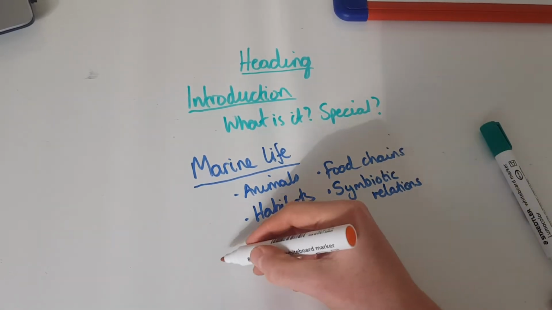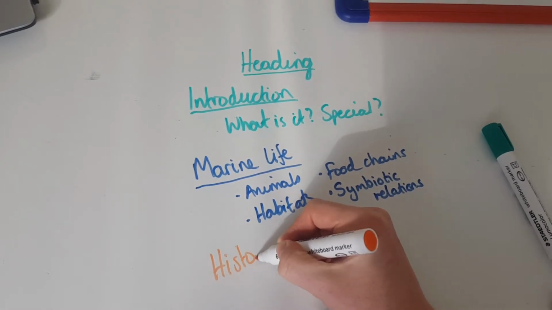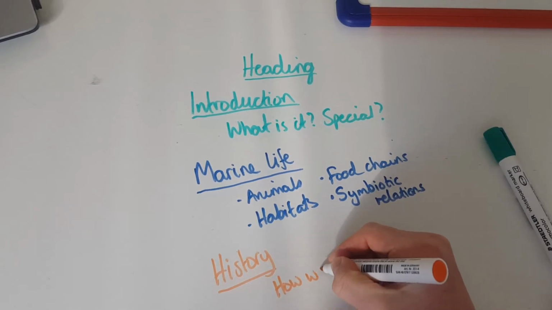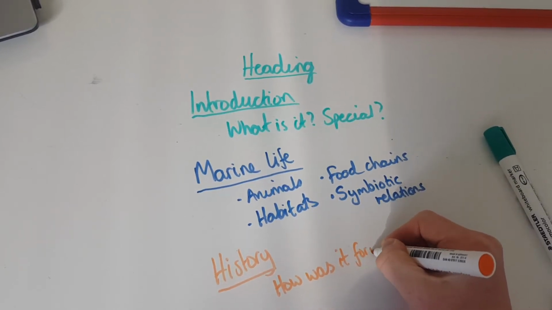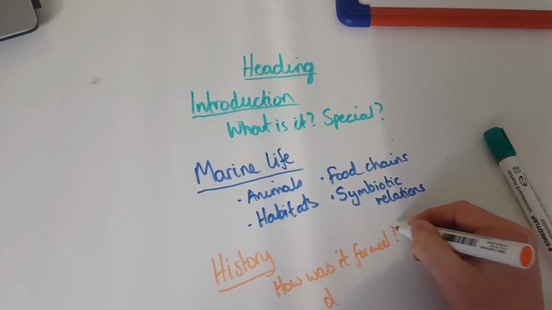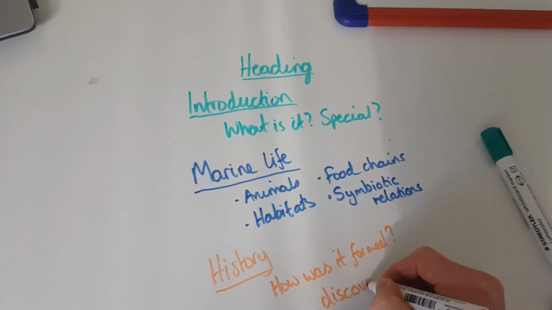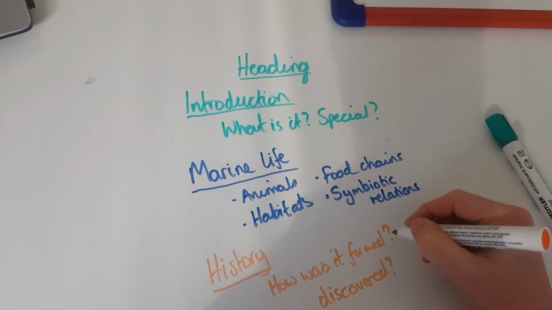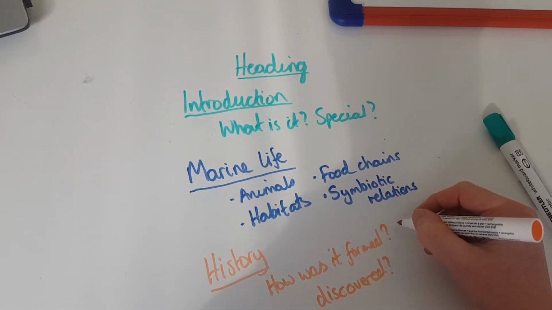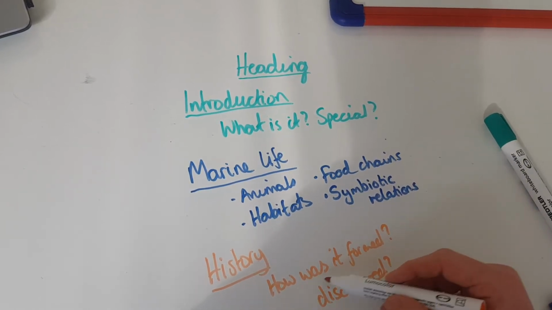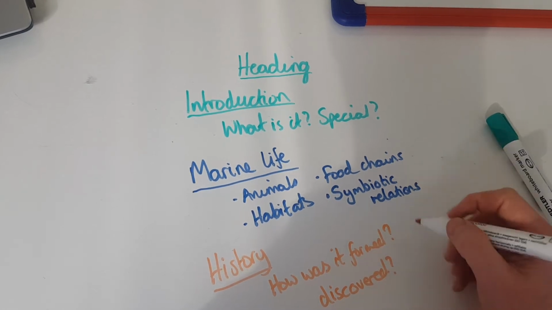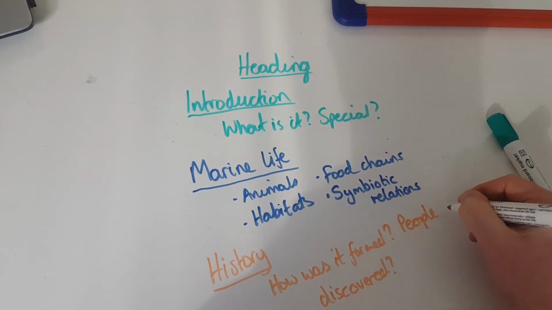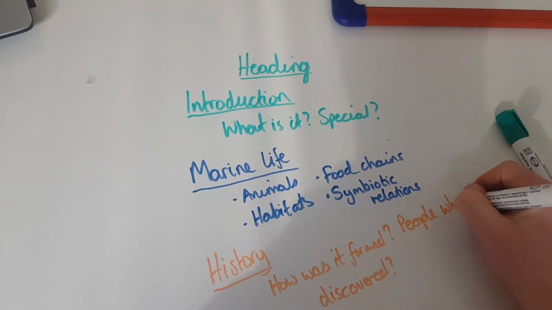I mentioned it before, you might want to look at the history as well of the Great Barrier Reef. So how was it formed? How was it discovered? Need a question mark there. Who discovered it? Can you see that there? I'm not writing too far, am I? Who discovered it? And then we could also have, what else could we have there? How was it formed? Who discovered it? Oh, we could also have the people who used to live there. I think they were called the first coral people. People who used to live there.